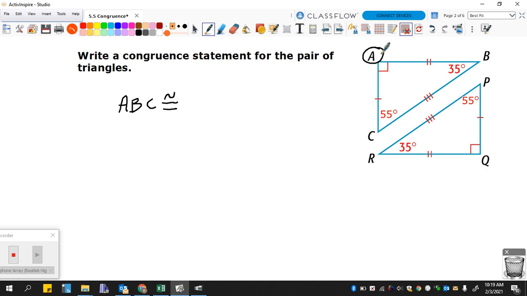A is a right angle, and Q is a right angle, so the first letter is Q. B is 35 degrees, and R is 35 degrees. C is 55 degrees, so P is 55 degrees. I can use the little triangle symbol. So triangle ABC is congruent to triangle QRP. That's the congruence statement. If it asks you to write a congruence statement, you just match up the corresponding parts; the easiest way is to match up the corresponding angles.